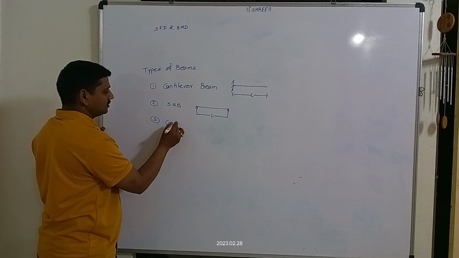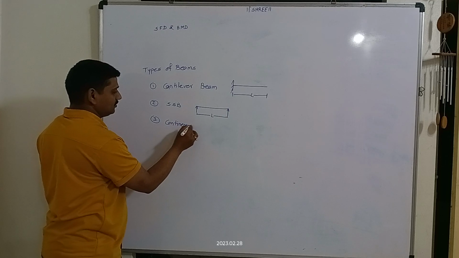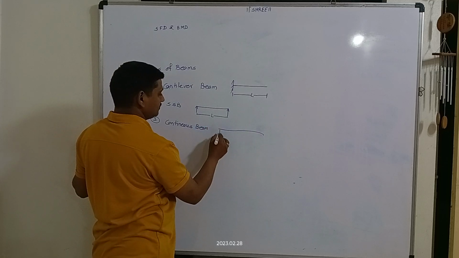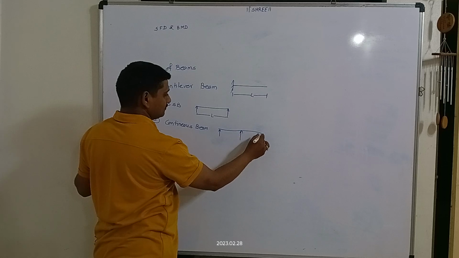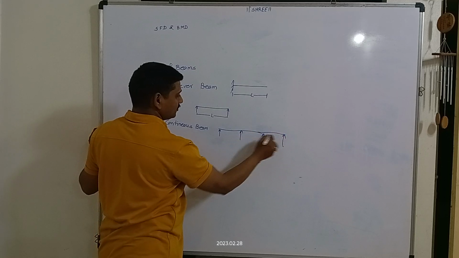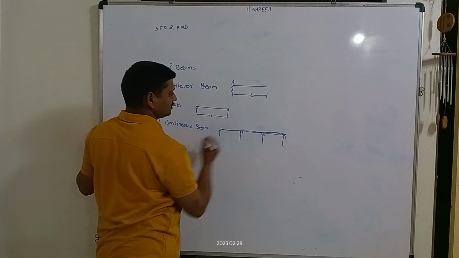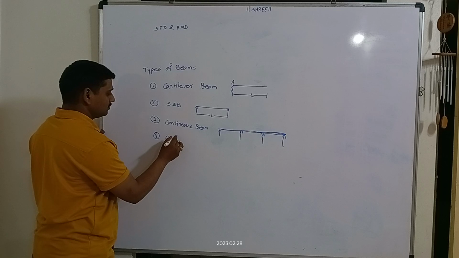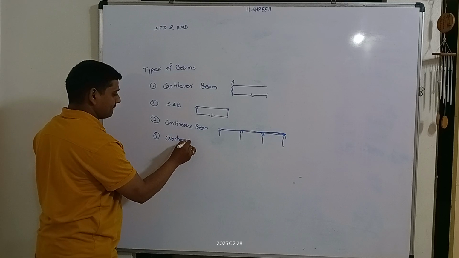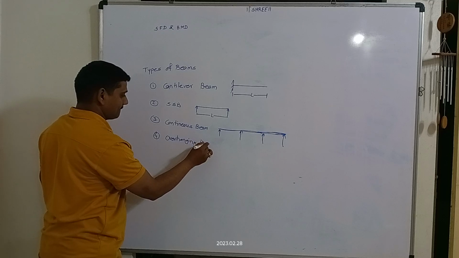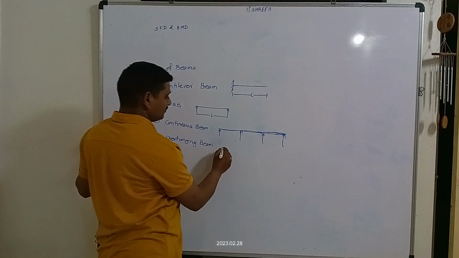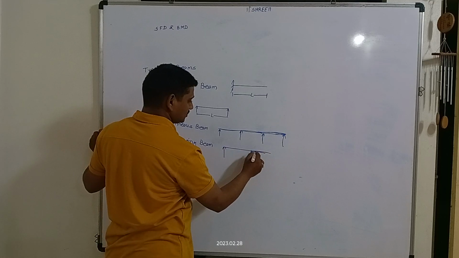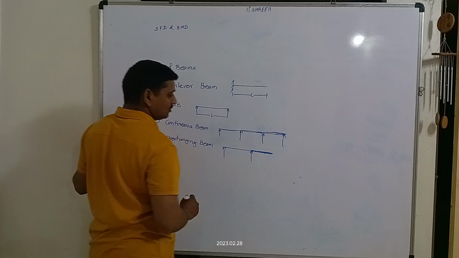Third one is continuous beam. It is represented by this, where a number of supports are there. This is called as continuous beam. Fourth one is overhanging beam, which is nothing but this is the overhanging portion. That's why it is called as overhanging beam.